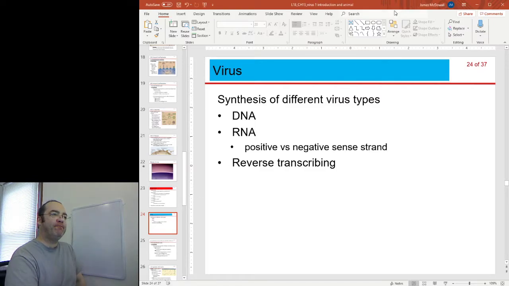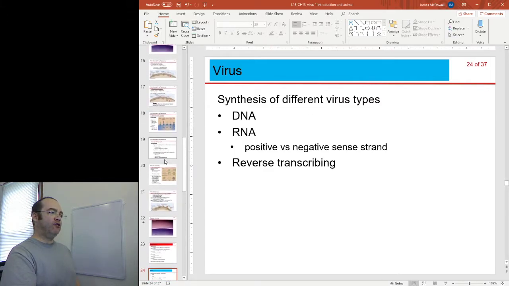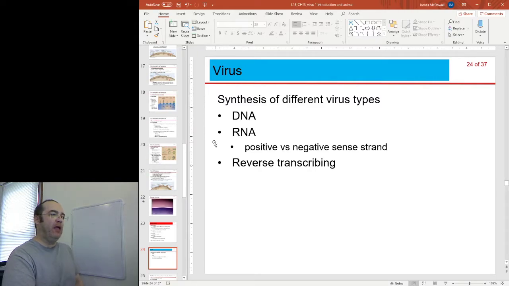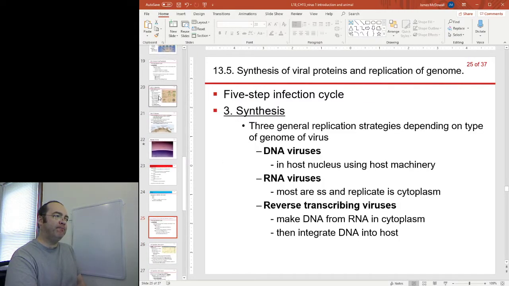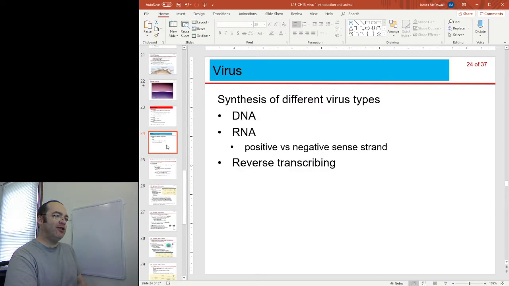Okay, part 5, slide 24. We'll go back to the synthesis aspect of the virus, and we'll take a closer look at our different kinds of viruses and how they make copies of themselves. DNA viruses, RNA viruses, we'll look at the difference between positive and negative sense strands, and we'll look at reverse transcribing viruses.